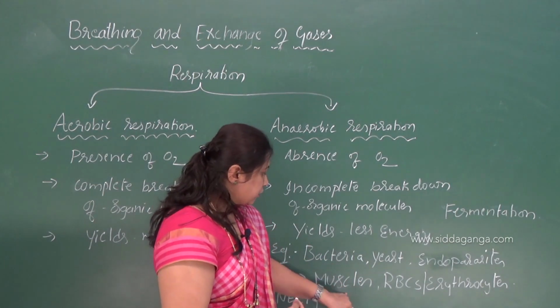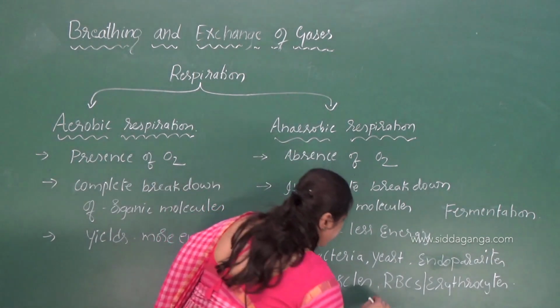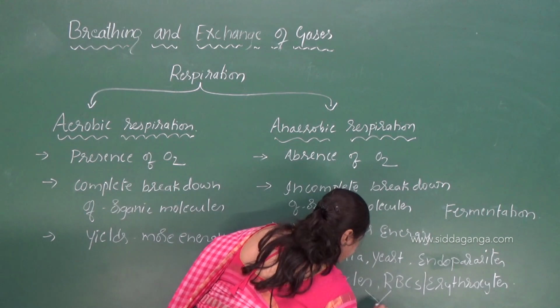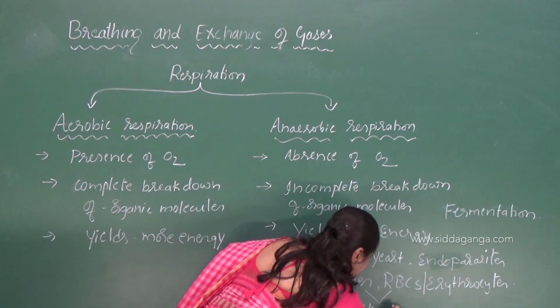And in muscles and RBCs, I said, no? During anaerobic respiration in muscles and RBCs, they release lactic acid. What is the end product here? Lactic acid.